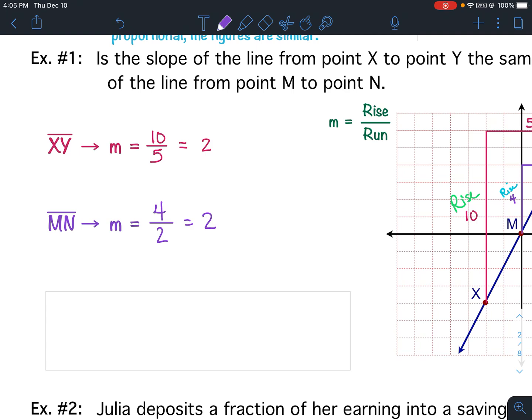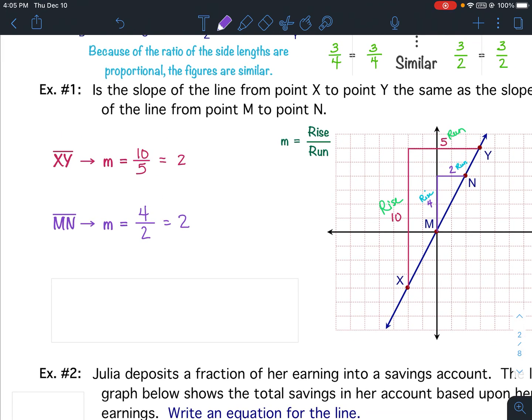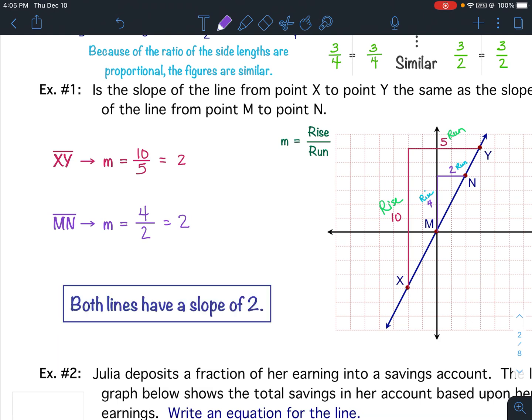So is the slope the same from XY as it is from MN? Yes, it is. The slope is 2. So both lines have a slope of 2. Pause your video, get that written down.